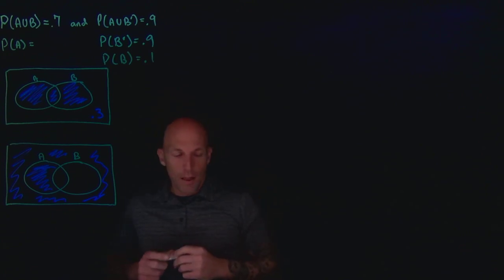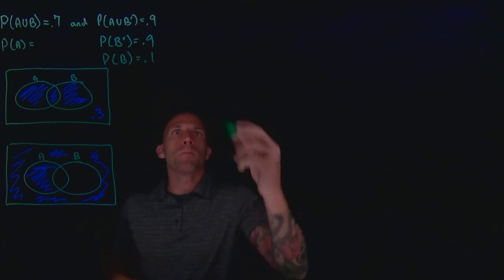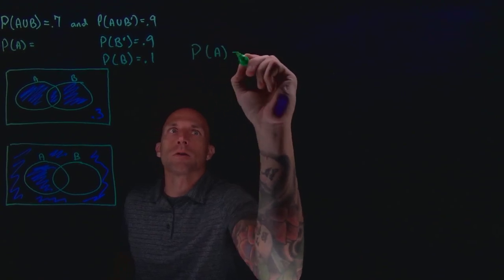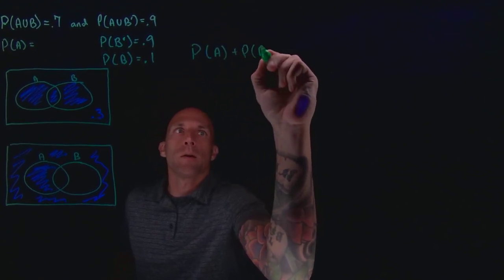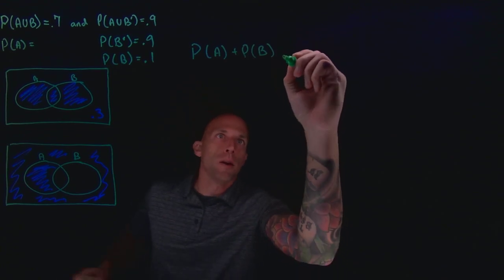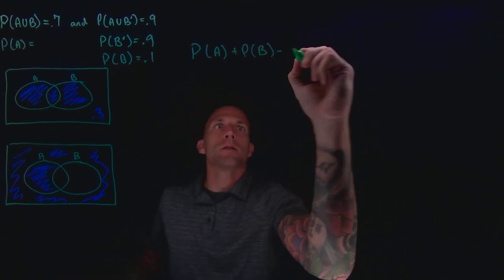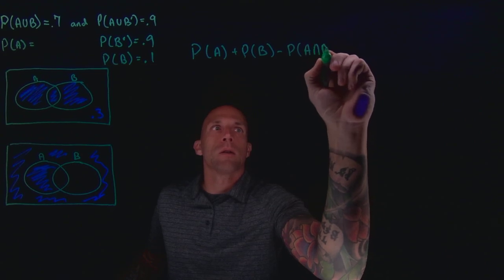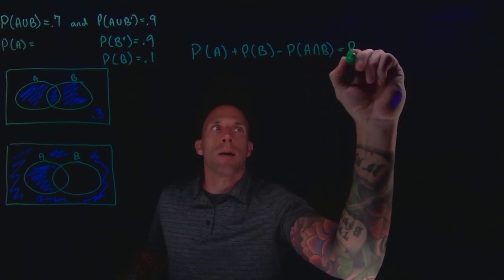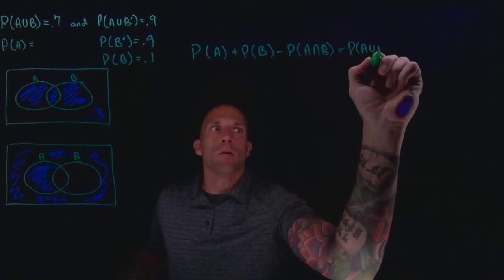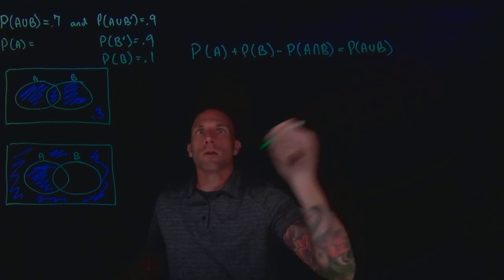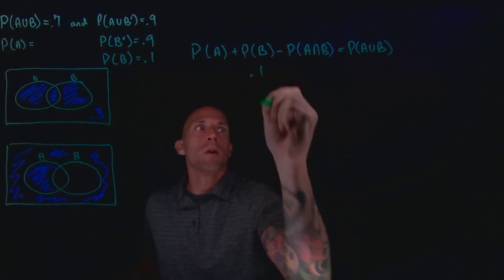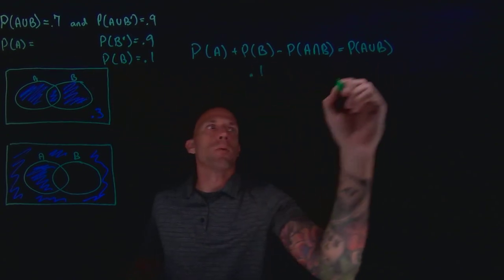So if you're like me, you might get excited at this point and think, I'm going to be able to solve this problem. I know this little formula right here. P of A plus P of B minus the intersection of A and B is going to be equal to the probability of A union B. And we can start plugging stuff in, right? We know P of B is 0.1. We know P of A union B is 0.7.